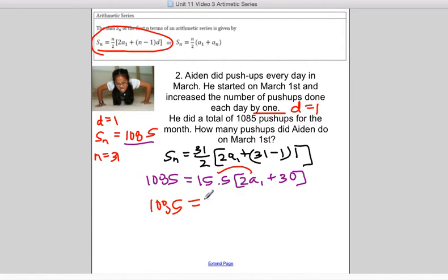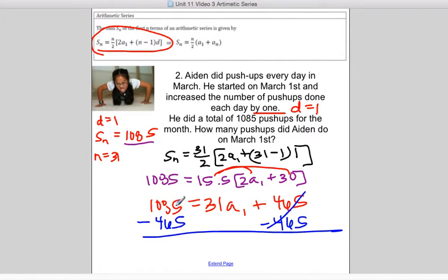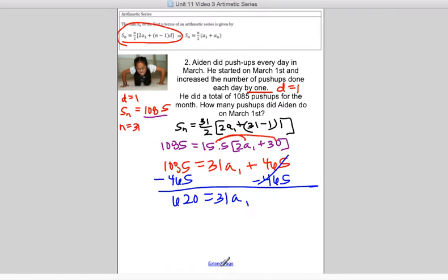So 15.5 times 2 is going to give me 31a sub 1. And 30 times 15.5 gives you 465. Then in order to subtract, I would subtract 465. 1,085 minus 465 gives you 620 is equal to 31a sub 1. Divide by 31. 620 divided by 31 gives you 20 is equal to a sub 1.